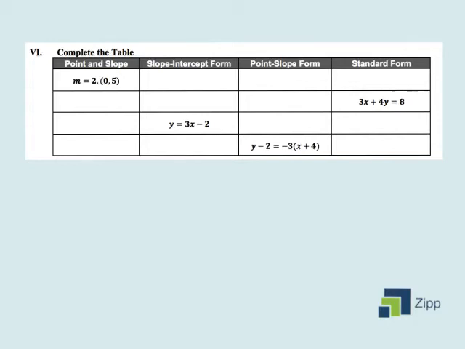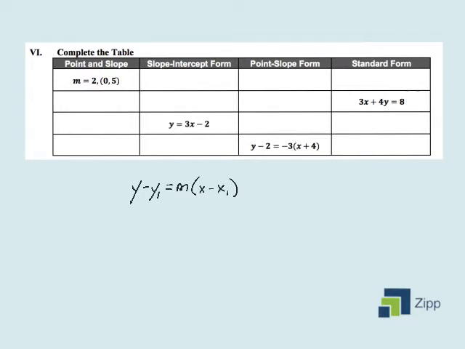Let's take a look at some different forms of linear equations. Suppose that I'm given a point and the slope of a line and told to put it into different forms. I think the easiest one to go with is point-slope form. And point-slope form looks like y minus y sub 1 equals m, the slope, times x minus x sub 1. Now the y sub 1 and the x sub 1 indicate specific values of x and y.